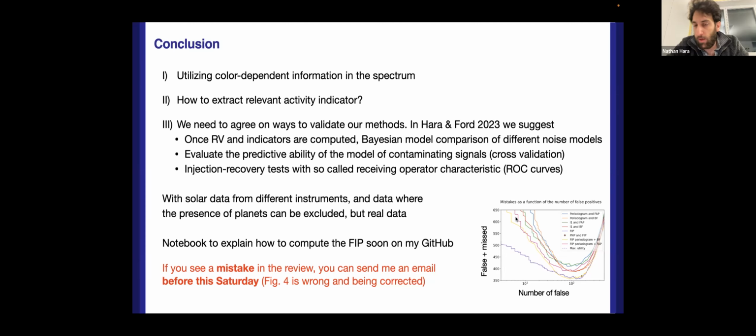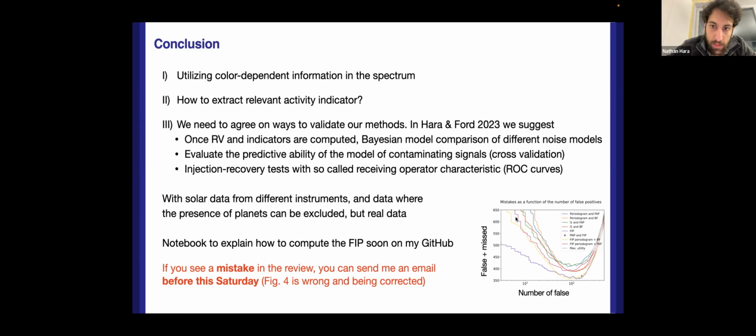Obviously, it will be very important to use the solar data from different instruments to see if the variation comes from the star or from the instrument. That's fairly obvious. And there are also some data sets where you have, for example, a giant planet on an eccentric orbit, and you know that there cannot be planets, like a planet inside the orbit of the giant planet would be unstable.